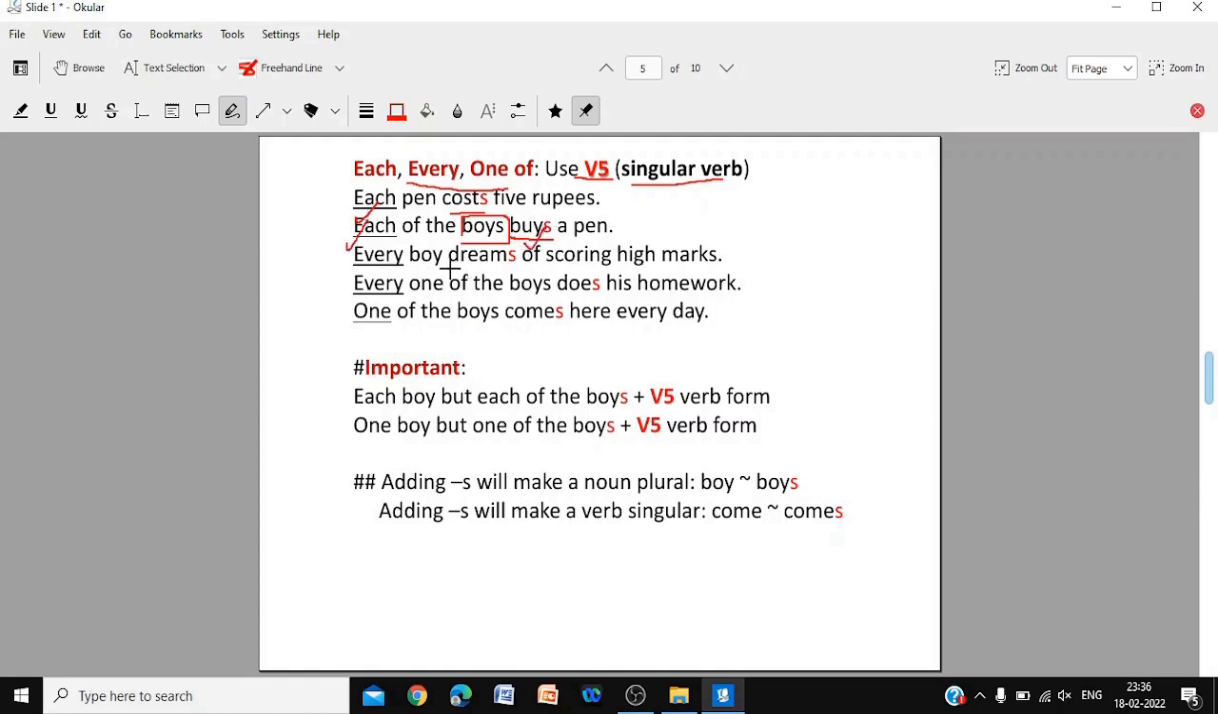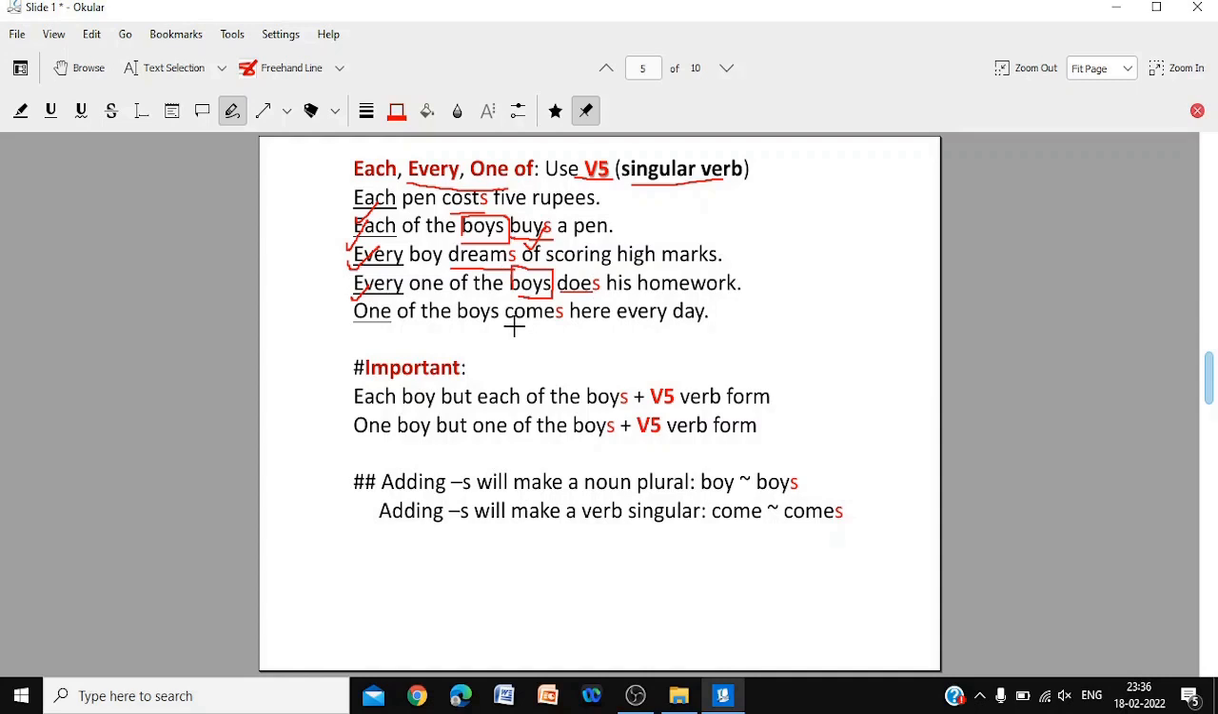Every boy dreams. The word every, so dreams, V5 form. Every one of the boys does his homework. Don't be confused by the word boys. It is every, so use the singular form, does.